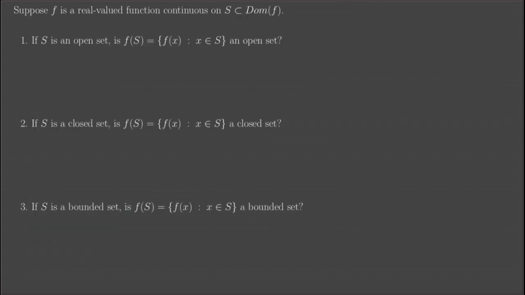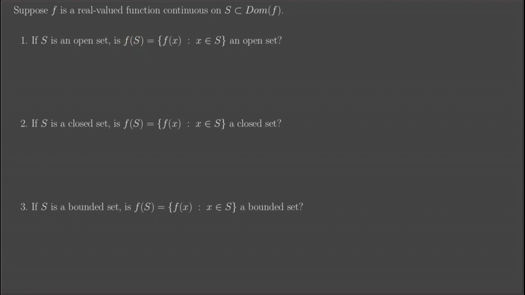Okay, let's investigate 3 properties that we might want to be able to describe about the set of outputs of a function over a set S, and let's see if any of those properties can be inherited from properties of the domain S. Here we're assuming that f is a normal continuous function. And the first question is, if S is open, is the set of outputs that f takes over S open?